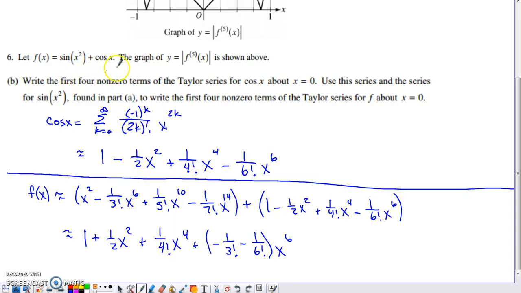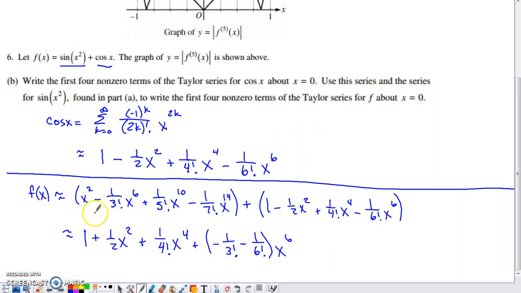So here's f. If we have a series representation for sine of x squared from part A, and we have a series representation for cosine of x from the first half of part B, all we have to do is add those two series representations together, and we're going to have a series representation for the sum of those two functions. Here were the first four terms of that series at the conclusion of part A. Here were the first four terms of the series for cosine of x.